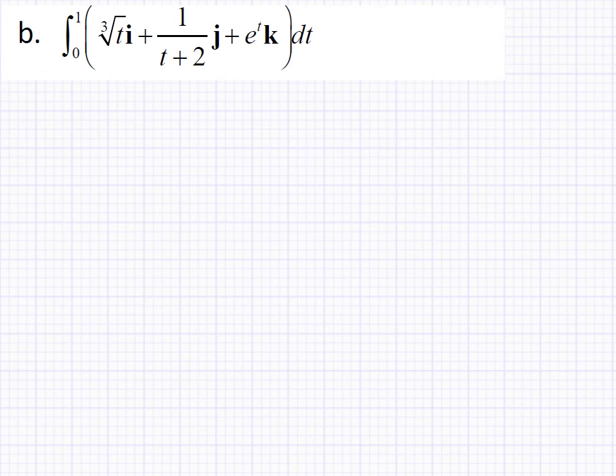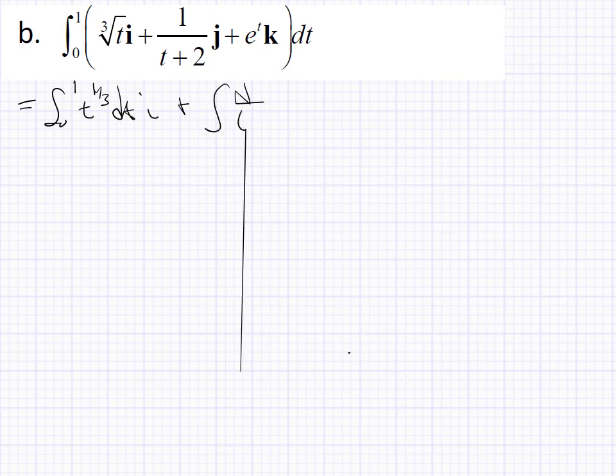We could do it with a definite integral as well, in which case if I want to do this definite integral, I have the integral from 0 to 1 of, let's write this as t to the 1/3 dt, that's my i, plus the integral of 1 over t plus 2 dt, and that's going to be my j, plus the integral of e to the t dt, it's going to be my k, and again, these are 0 to 1, 0 to 1.